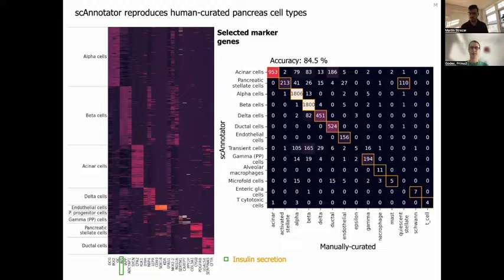Quantitatively, you can see on the right that the large majority of annotator-proposed cell types are exactly matching the cell types manually curated by the original authors. And this holds for both the most prominent cells, for example, the alpha and beta cells that are in the thousands, as well as the much smaller groups of immune cells like T cells and mast cells that are present in less than 10 cases in this dataset.